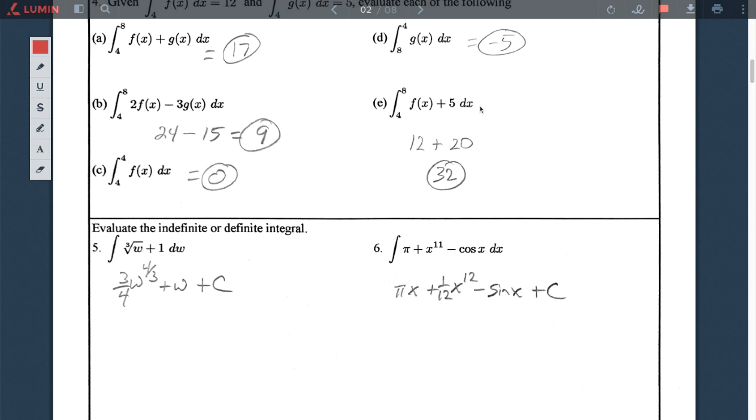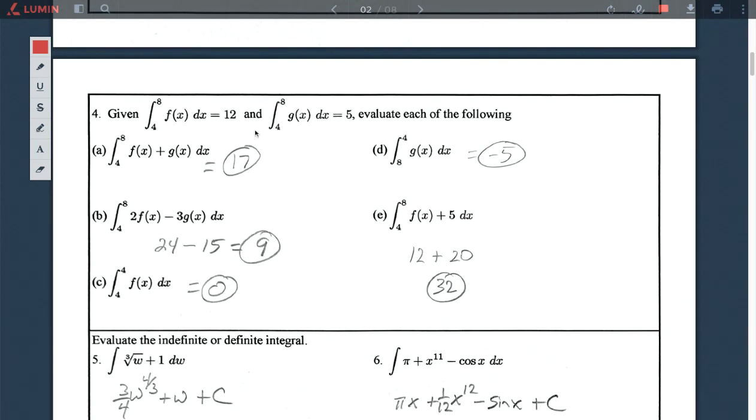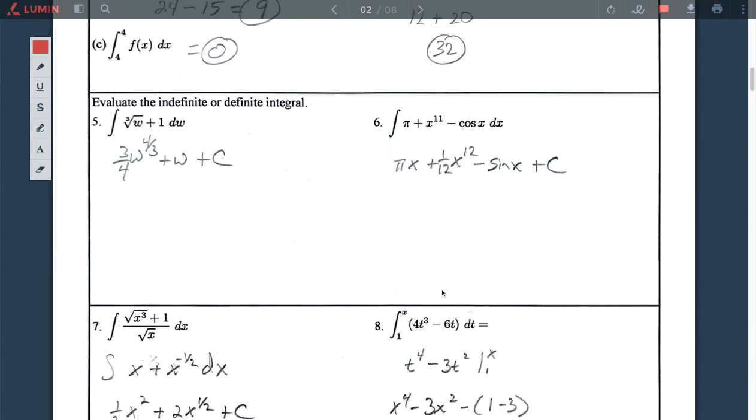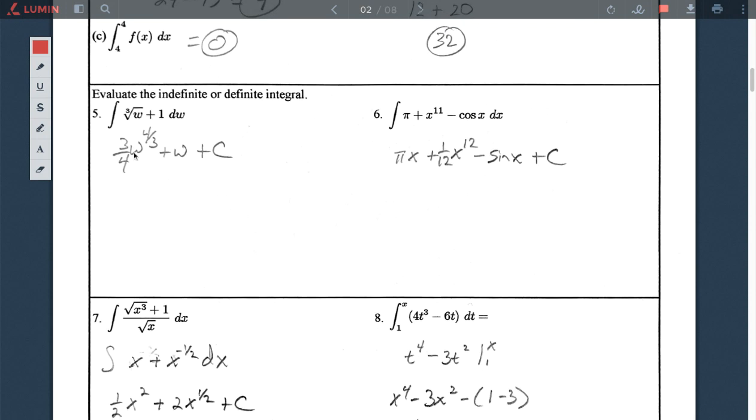Then on this one, make sure we split it up. 4 to 8 of f is 12, so that's where the 12 comes from. And then whenever I just have a number like this, I take the difference, which is 4, times 5, which gives me 20. 12 plus 20 gives me 32. 5 and 6, we're just integrating an indefinite integral. 7 is also indefinite. Don't forget your plus c's on the indefinite.